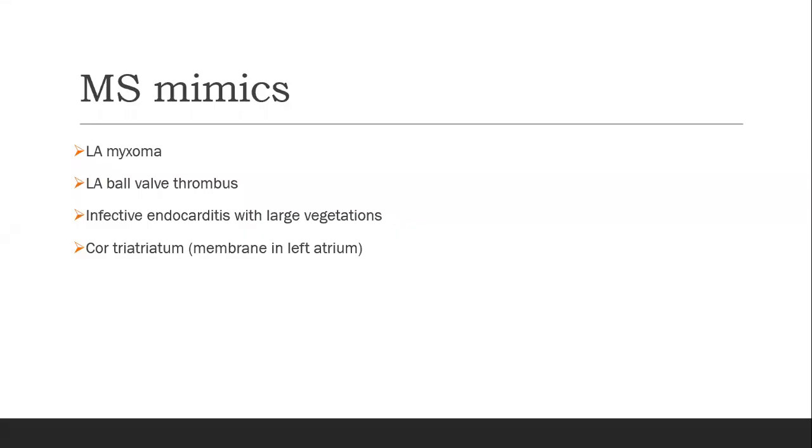Okay, so I told you about mitral stenosis. Now, some other diseases can mimic mitral stenosis. It's not the causes of mitral stenosis. Some diseases mimic mitral stenosis. Some may ask you this question. Left atrial myxoma, it's a tumor in the left atrium. So it can compress the valve and it can cause a stenotic-like lesion.